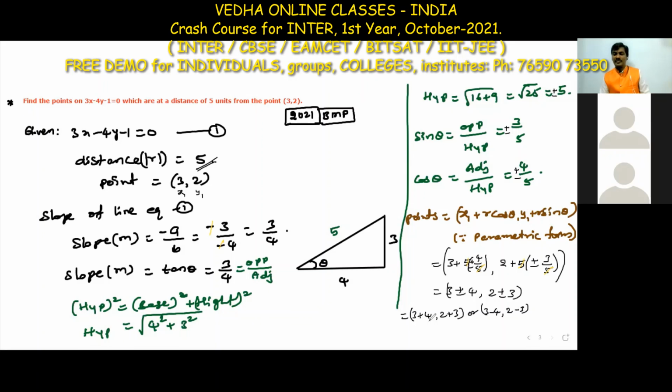3 plus 4 is 7, and 2 plus 3 is 5. 3 minus 4 is minus 1, and 2 minus 3 is minus 1. This is the required solution, the required points: (7, 5) and (-1, -1).